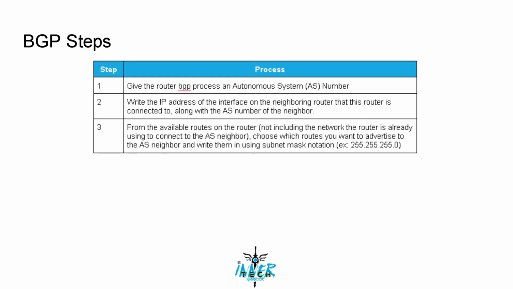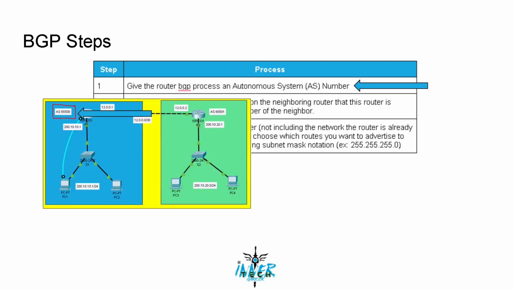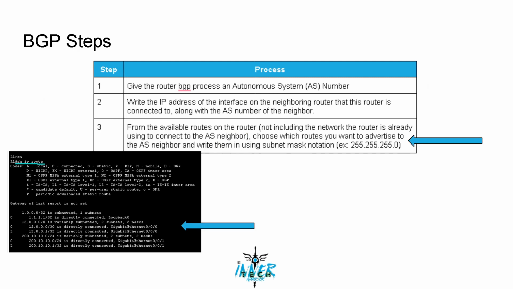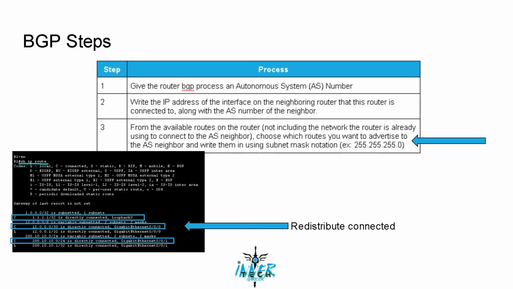Now remember, we determined some very specific steps to set up BGP. We need to know three things: the AS number, which we know is AS65500, the IP address of the interface on the neighboring router that our router is connected to, which in this case is 12.0.0.2. Then we need to know what routes we want to advertise from our list of routes, which we can see from the show IP route command. In this case, management wants us to advertise all connected routes, so instead of writing each one, we can use the redistribute connected command to automatically have all the connected routes advertised.